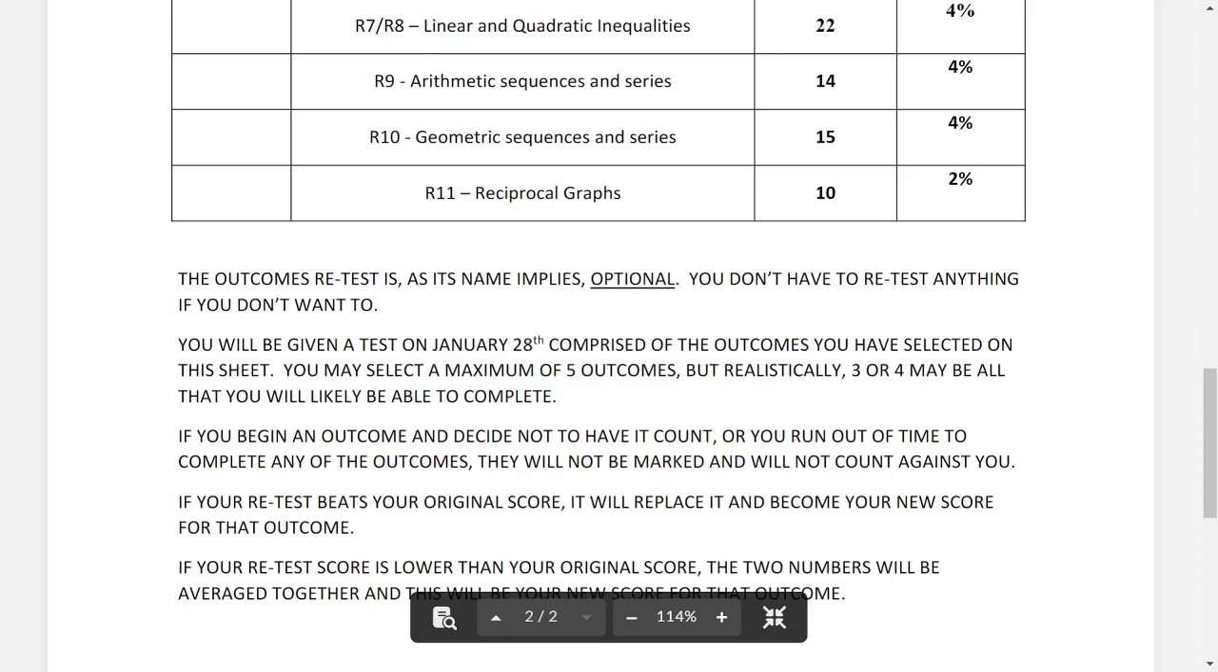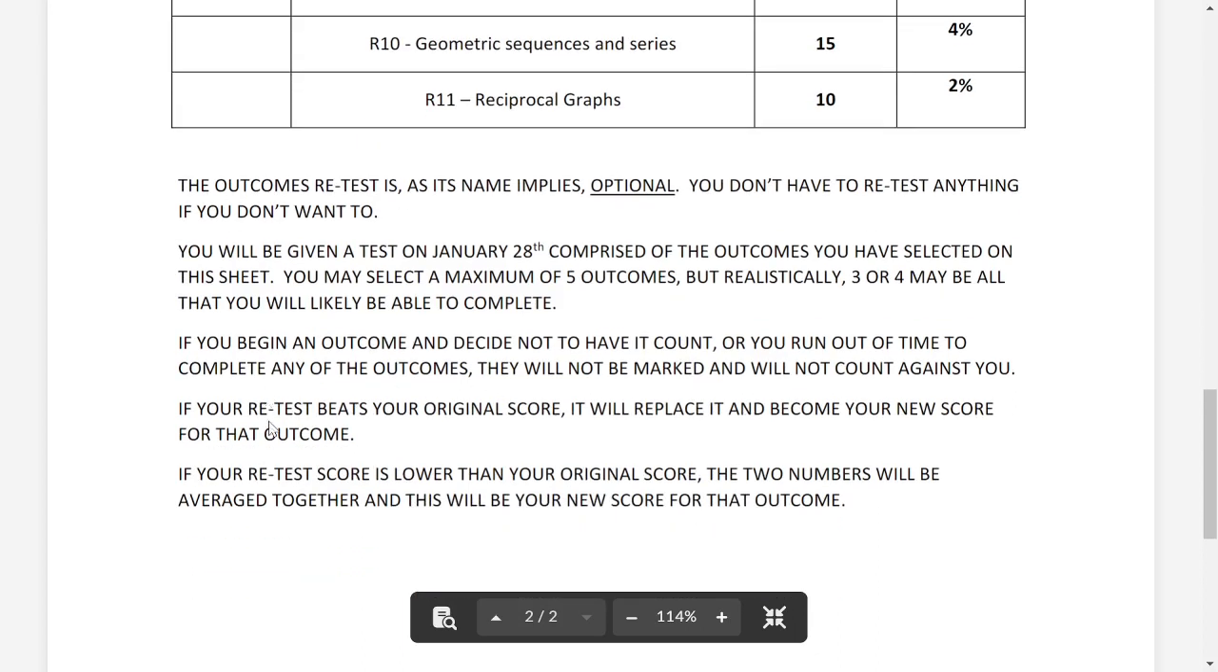If you begin an outcome, so if you choose one of them and then you sit down and start writing it, or you choose too many and you just run out of time, when you hand it in, you just tell me which ones you actually want me to mark. If there's one where it's like, well, I didn't finish it, so don't mark that one, or I thought I wanted to retest this one, but I'm still not all that ready for it, I don't think I'm going to beat my old mark, then let me know and we'll just cross it off, and I'll only mark the ones that you want me to mark. Okay?